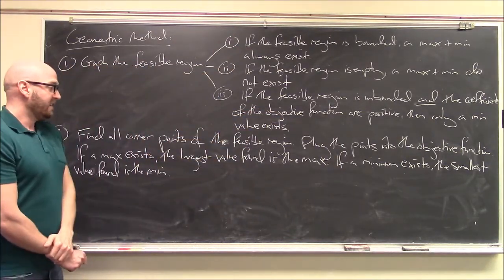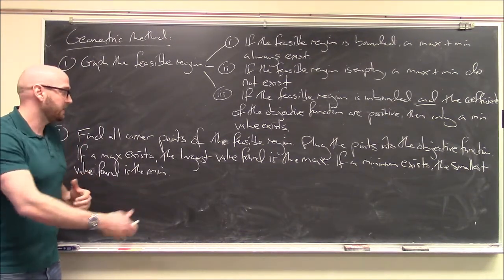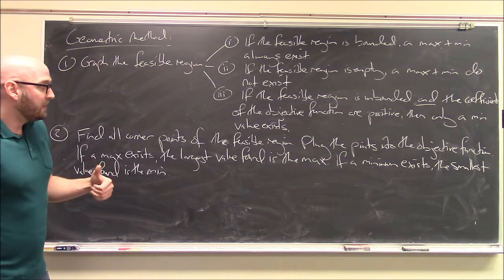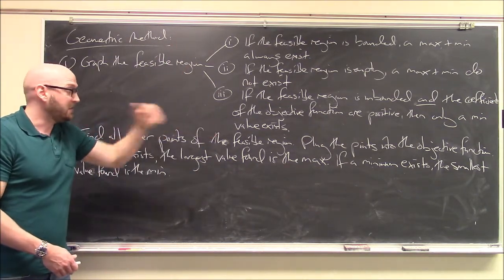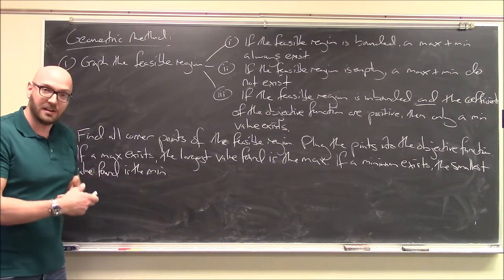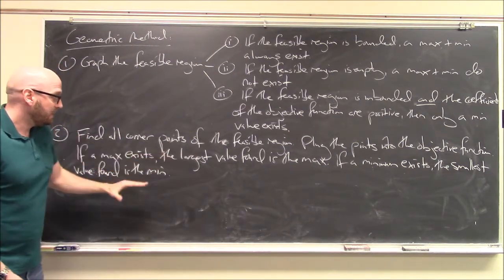And the smallest value you find, so you plug in your corner points and you get values for the objective function, the smallest value you find is the minimum, assuming, once again, you've gone through this decision tree and you've decided that a minimum must exist. Then the minimum value you find is the actual minimum.